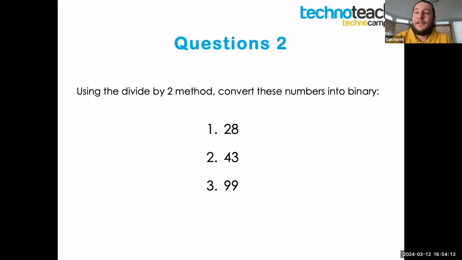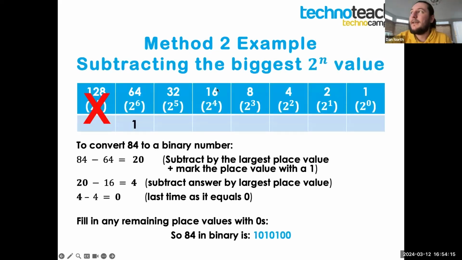The second method is subtracting the largest 2 to the n value that you can. So if we take the number 84 and we want to turn that into a binary number, then we go: 84, can we subtract 128? No, we can't. Okay, can we subtract 64? Yes, we can. So that gives us 20.